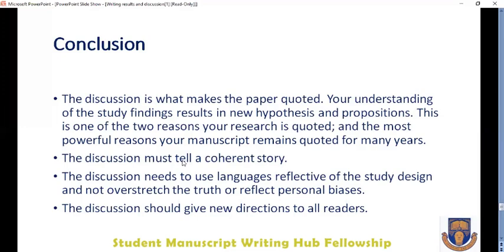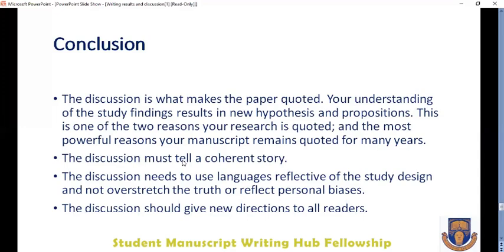Your discussion must tell a story. I've mentioned this earlier. You are telling a story to the world, and you must do it in a coherent way. Each paragraph must be interrelated with the other. So there must be continuity of your flow of thoughts from each of the paragraphs you bring into your discussion.